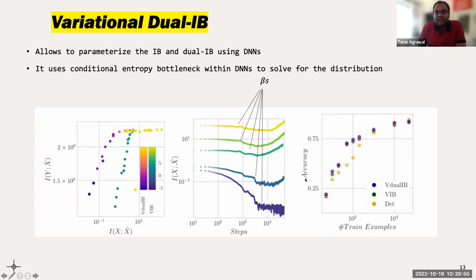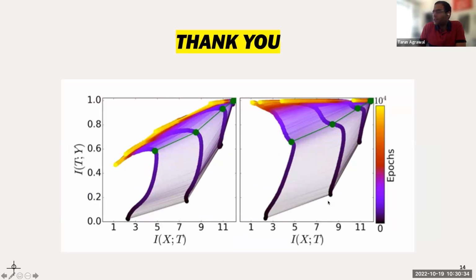Here also, if you see the accuracy with the training examples, it behaves almost similarly for that smaller problem. But again, they didn't try the larger problem to see what happens there; their argument is that it should behave similarly. And for the compression, at the lower betas it compresses the mutual information between the input and the compressed representation, while at the higher betas, since all the information is passing through the bottleneck, it is not compressing as much. So that was the overall information bottleneck and dual information bottleneck, very briefly.